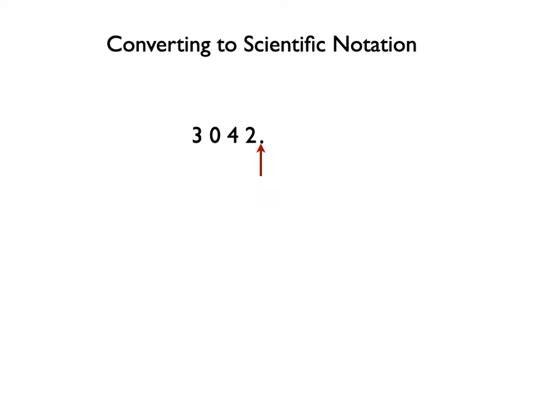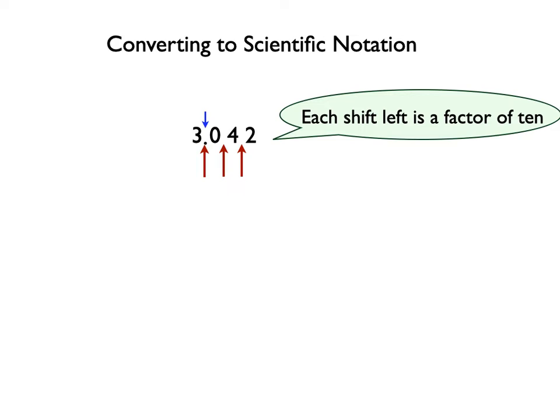Because scientific notation starts with a number between 1 and 10, we need the decimal point right after the 3, which means we need to move it 1, 2, 3 places to the left. Each place represents a factor of 10, so 3 places represents a factor of 10 to the third. Therefore, 3042 is the same as 3.042 times 10 to the third power. To check that this is correct, remember that 10 to the third is 1000, and multiplying 3.042 by 1000 does indeed give us our original number.